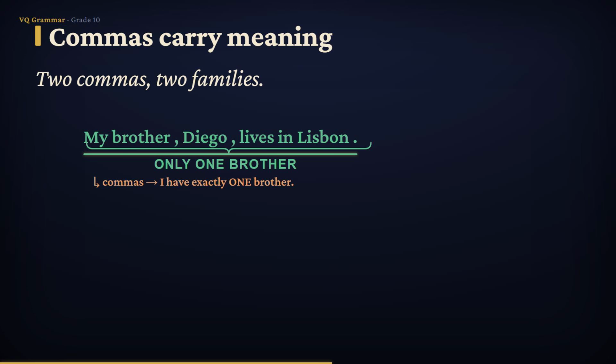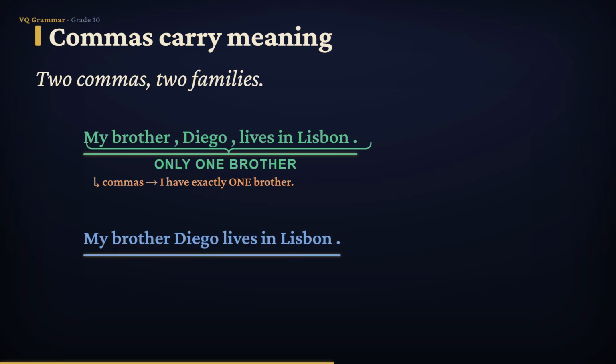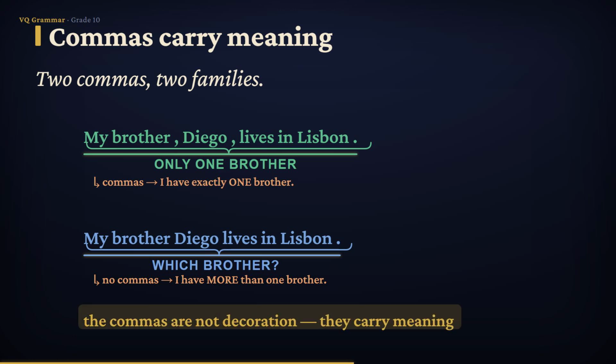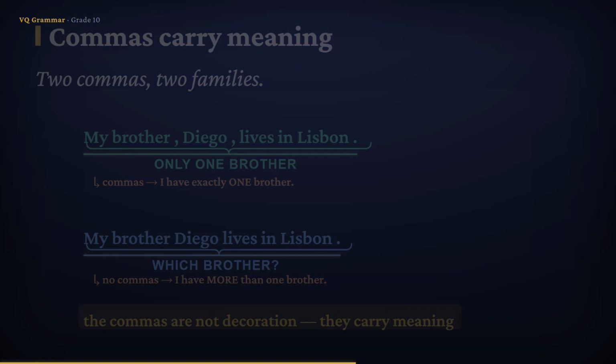Now read the second. My brother, Diego, lives in Lisbon, with no commas anywhere. That version says the name is doing identifying work, which tells your reader, I have more than one brother, and Diego is the one I mean. Same 6 words, 2 completely different families. The commas are not decoration. They carry meaning, so place them on purpose.